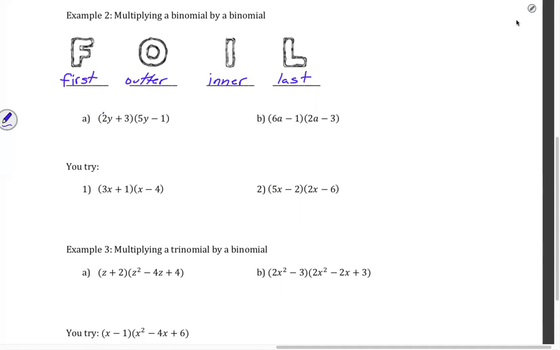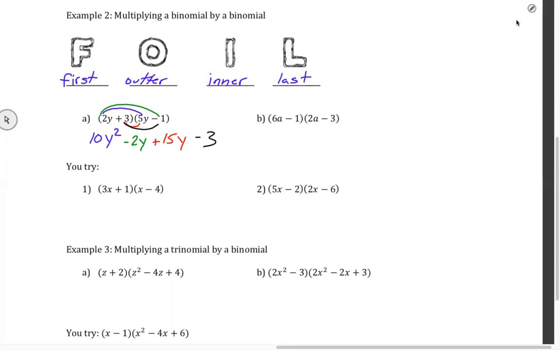Now, what this means is I'm going to multiply the first term on the left with the first term on the right. So I do 2y times 5y. That's 10y squared. Then I do outer, which stands for the one on the outer side of the parentheses, with the one on the outer side on the right. So the 2y times the negative 1. So that's negative 2y. And then we do the inner, which are these two inside, the ones next to each other. So 3 times 5 is 15. So that's 15y. And then we're going to do last, meaning the last one on the right with the last one on the left. So it's going to be negative 3.